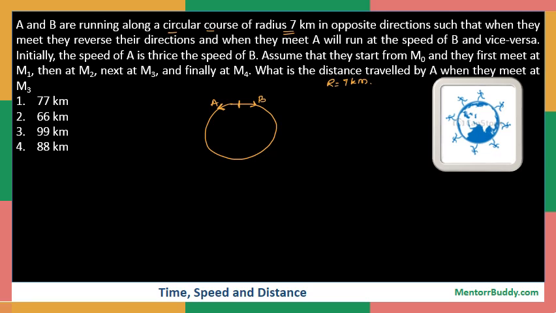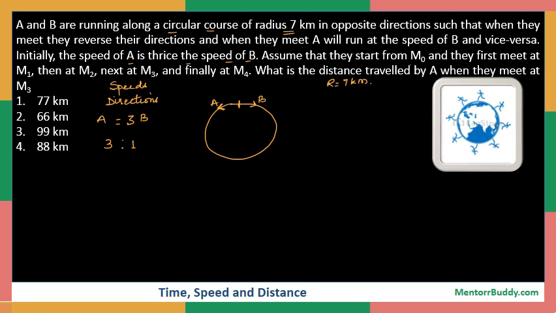And when they meet, A will run at the speed of B and vice versa. So when they're meeting, what is happening? They're exchanging their speeds, and also they're reversing their directions. These two things are given. Also, it is given that A is thrice the speed of B. So if I assume A's speed is A and B's speed is B, it is given that A is running at thrice the speed of B. So we can say that the ratio of their speed is 3 is to 1.